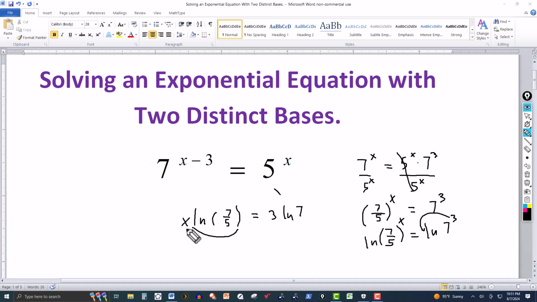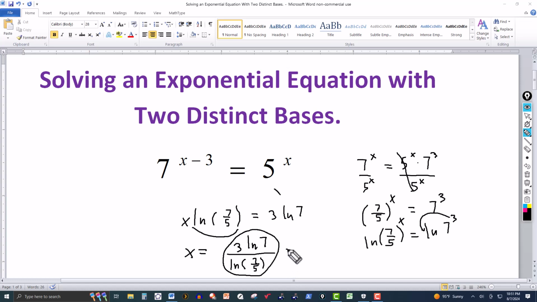It's like if you had 2x, you divide through by 2 to isolate the x. I'm going to divide by that. So x is equal to, dividing both sides by natural log of 7/5, it's going to cancel on the left side, and leave me on the right side with 3 ln of 7 over ln 7/5. And if they want an exact answer, this would be the exact answer.